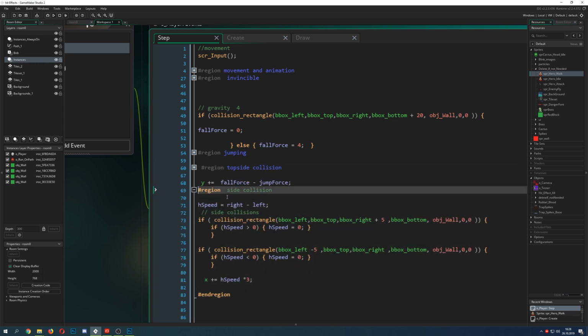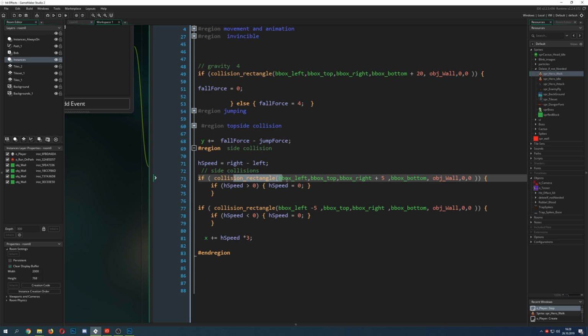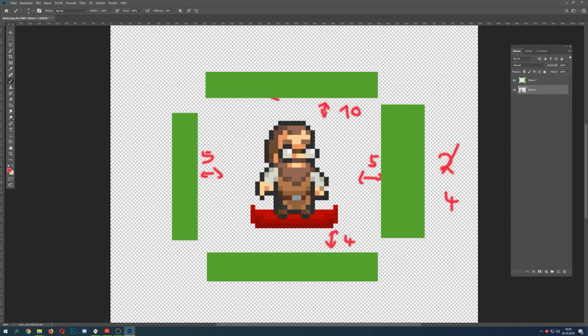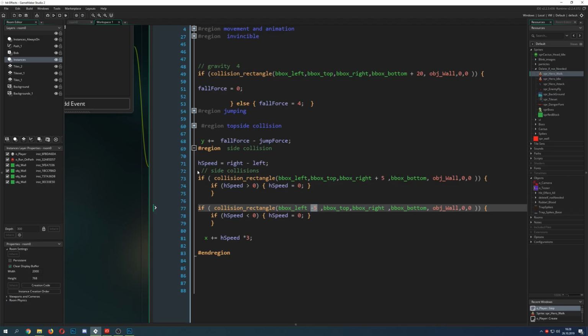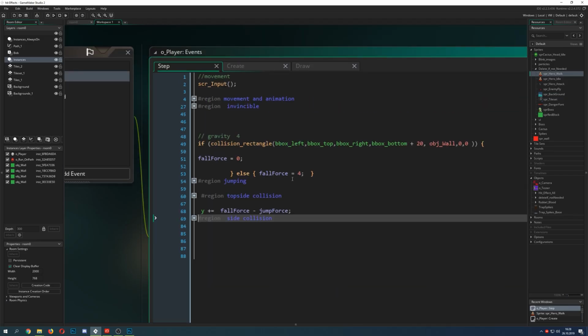And for example, we have a side collision. Then we have 2 things as well. Your bounding box to the right, plus 5. No more going to the right. And if you're going to the left, minus 5, because that would be this position, minus 5, plus 5, minus 10, plus 4. So you understand those numbers. And this is how you can do that in GameMaker Studio.